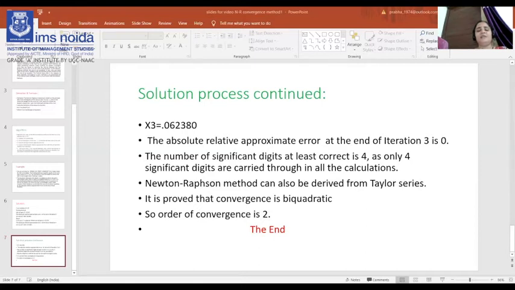Now compare the absolute relative approximate error with the pre-specified relative error. If the new error is more than the previous error, then you have to follow the iteration again. So you have to follow these steps, to see how the new error and the old error are getting closer, right?